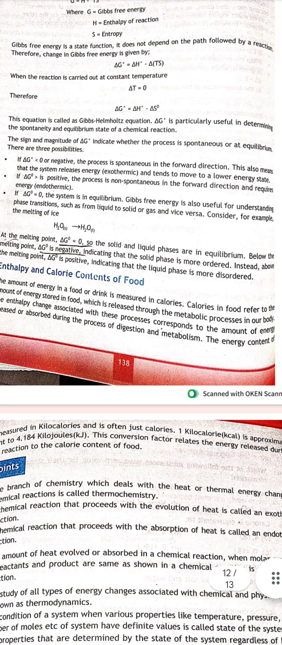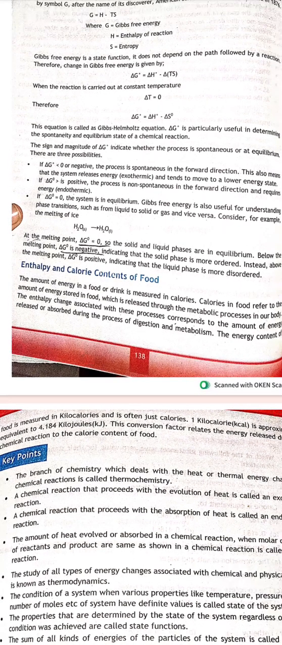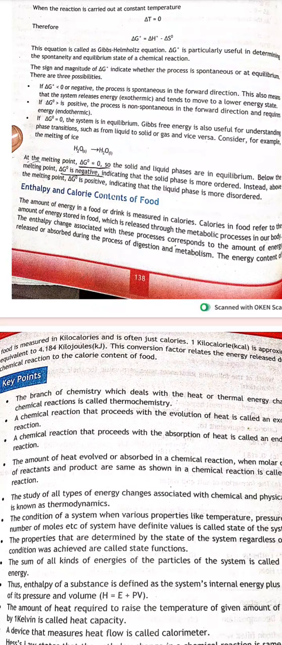If del G naught is less than 0, negative, the reaction is spontaneous in the forward direction. This also means that energy is released, it is exothermic, and tends to move to a lower energy state. If del G naught is positive, the reaction is non-spontaneous in the forward direction, it requires energy, so it's an endothermic reaction. If del G naught is 0, the reaction is in equilibrium. It is also important for studying phase transitions, like solid to liquid, liquid to solid, solid to gas.